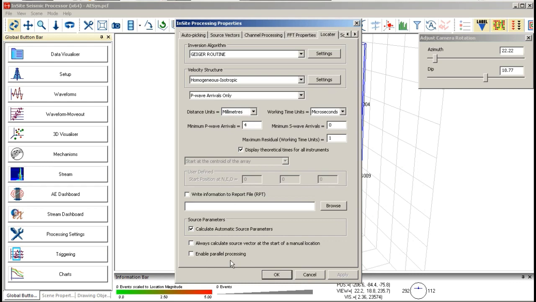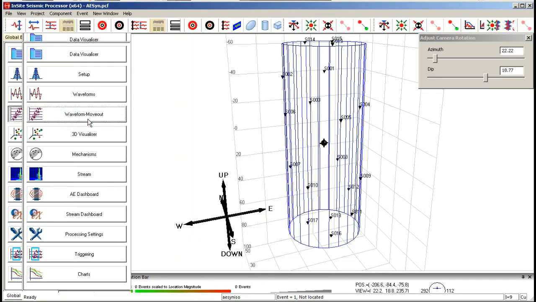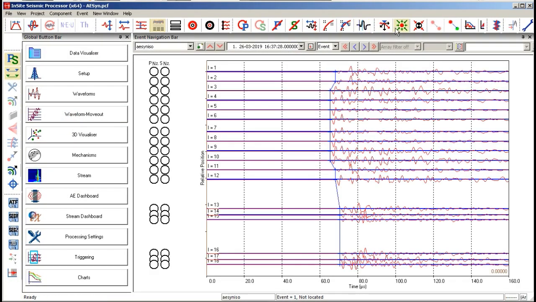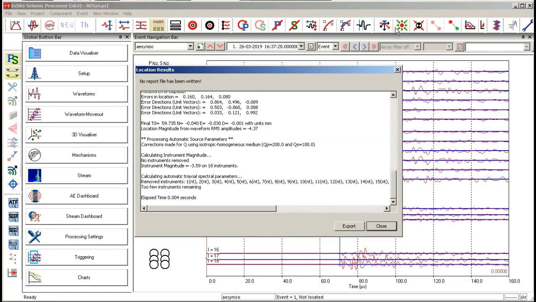You don't need parallel processing because this algorithm is already really fast. Once I'm done with the settings, I click OK, come back to the waveform, and click locate. And the result is instantaneous. On my computer, which is 4 years old, it takes 4 microseconds to finish the processing. So it's an ideal algorithm for processing tens of thousands of microseismic events to locate.